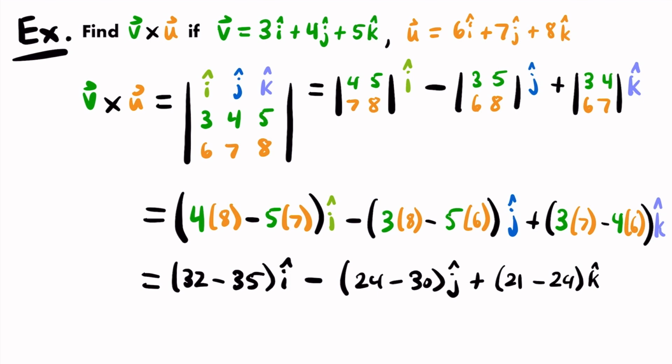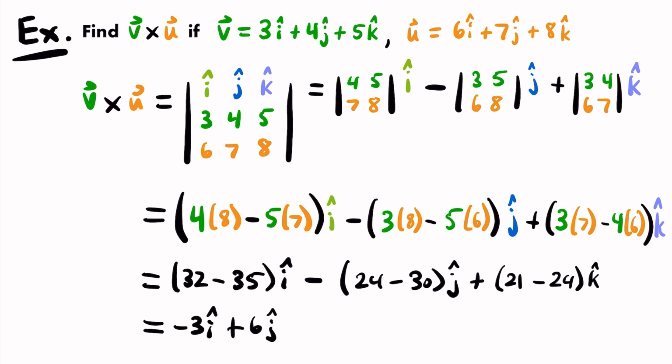All right, now if we simplify one more time, 32 minus 35 is negative 3. So this is equal to negative 3i. And then we're subtracting 24 minus 30 times j. 24 minus 30 is negative 6. And then we're going to be subtracting that, so that will become positive 6. So we'll have plus 6j.